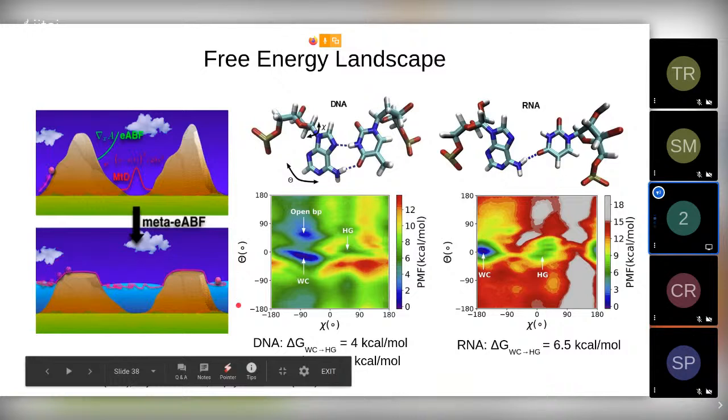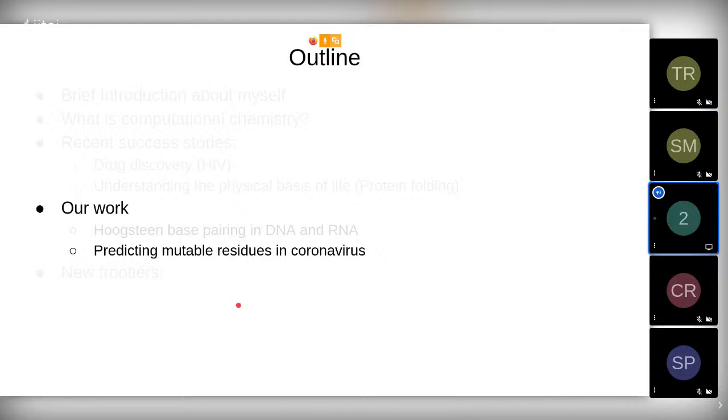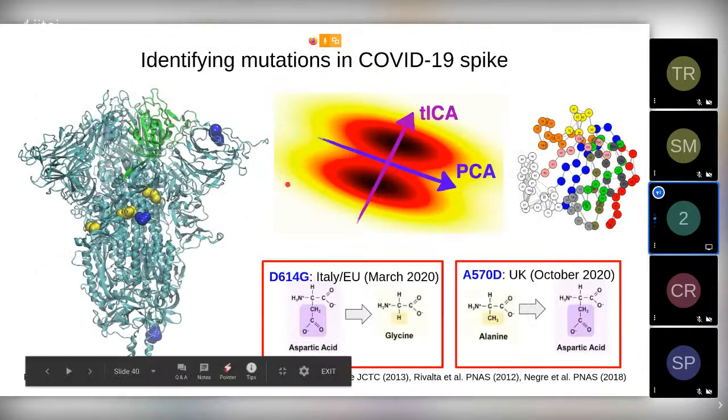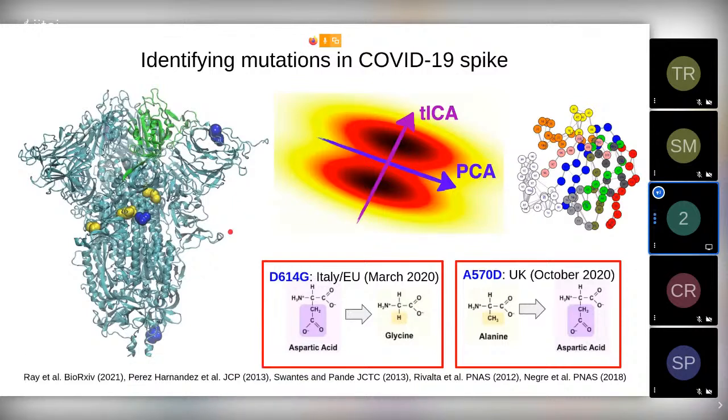Okay, so that is one of the brief examples. Another one, which is a more recent work, where we tried to predict the mutations in the coronavirus spike protein using a molecular dynamics simulation. So we performed a relatively long simulation which was done over a few months, and then we analyzed the simulation using unsupervised machine learning techniques, which are TICA and PCA, and molecular graph theory based networks.